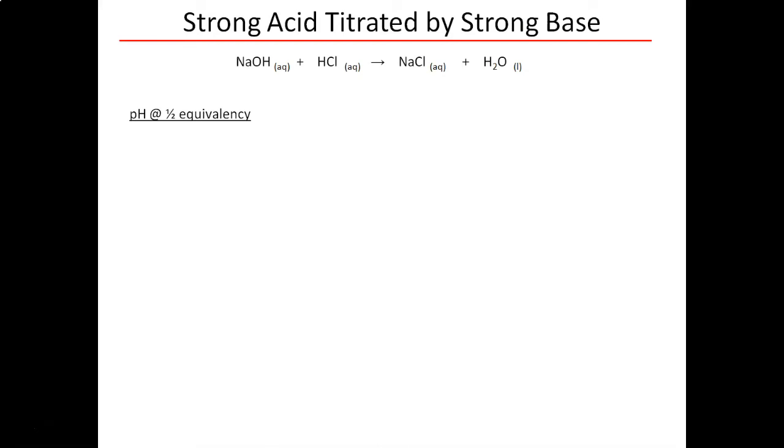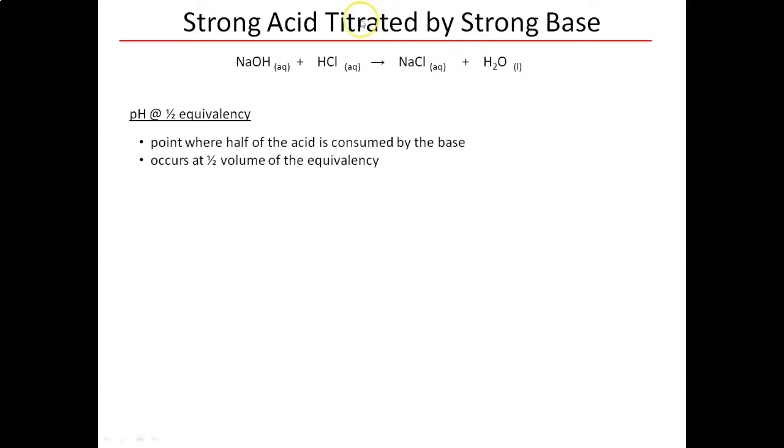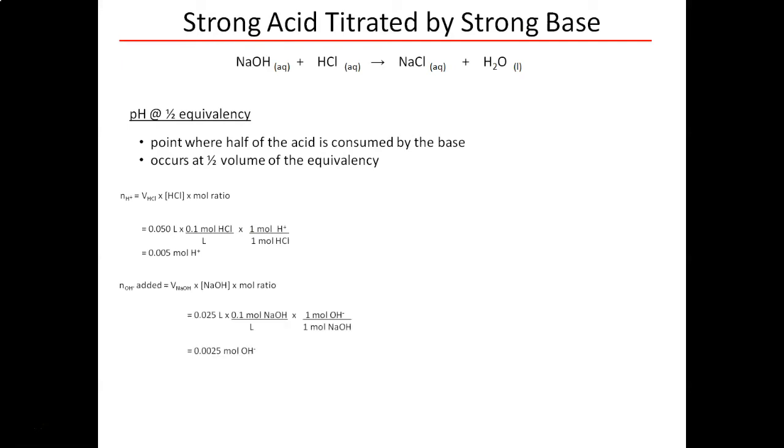Now, when I look at half equivalency, what this means is it occurs at the point where half of my acid has been consumed. So that means if it took 50 milliliters to consume all of my HCl, what would be my pH when I add 25 milliliters of NaOH? Well, I can determine my total moles of H+, I can determine my moles of OH-, my moles of H+ that would be consumed, and you can see right here I'm left with half the number of moles of H+ as I start off with.